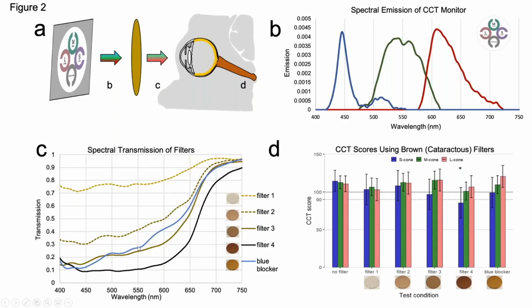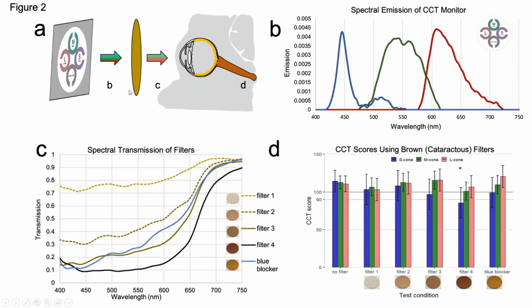And of course, as the lens becomes darker and darker, the amount of visible light that's passing through reduces. And this is one of these blue blocker lenses, which shows a slight reduction in the blue part of the spectrum, but relatively more light passing through the red part of the spectrum.